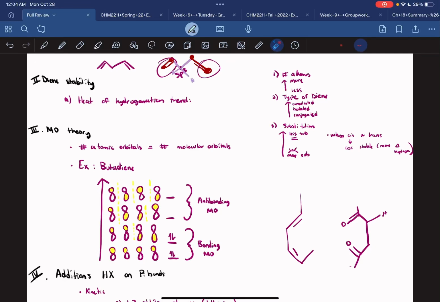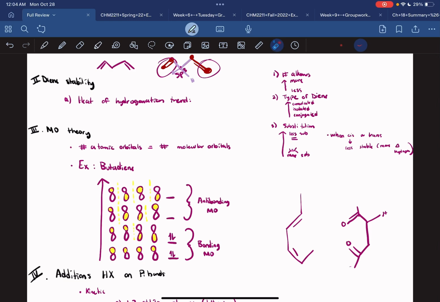And when we talk about diene stability, we mean the heat of hydrogenation. So basically, your professor is going to ask you to compare different compounds with different pi bonds in them, and they'll ask you if this compound is more stable, and if so, does it exhibit a higher heat of hydrogenation or a lower heat of hydrogenation. So basically, you're going to have to compare the different compounds in regards to heat of hydrogenation.